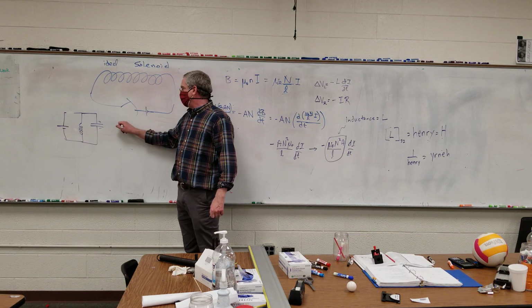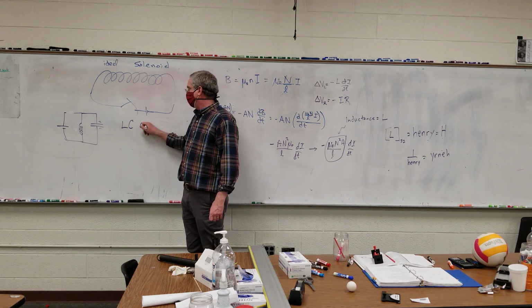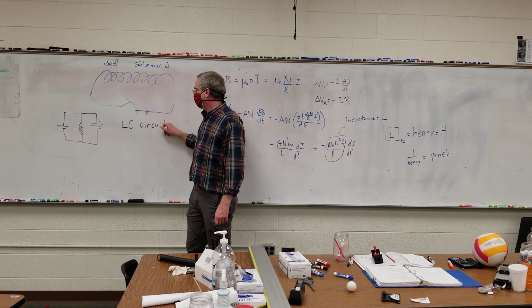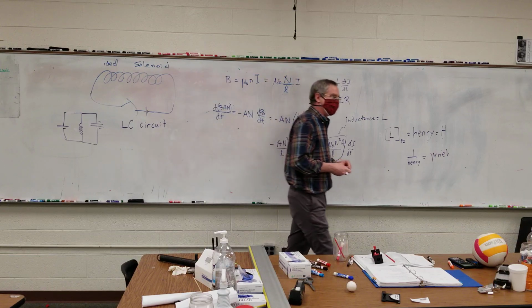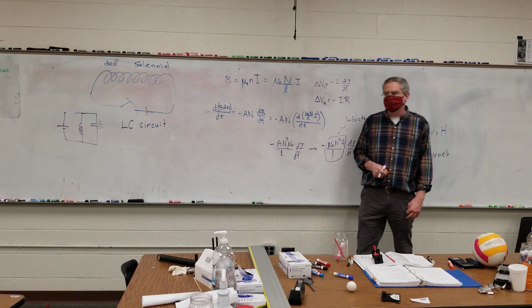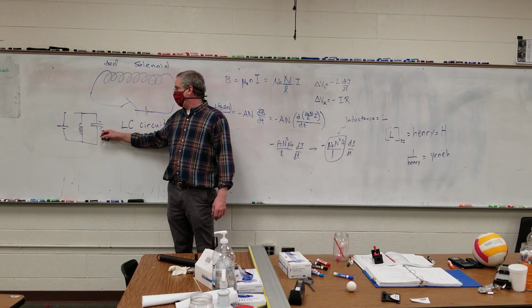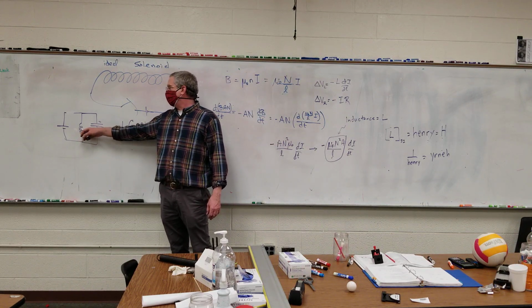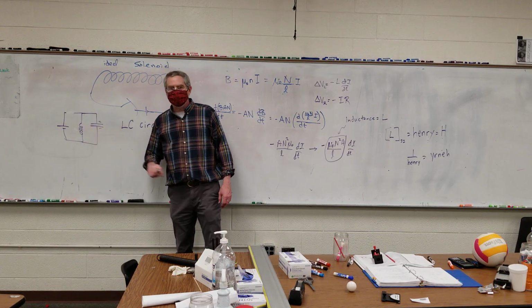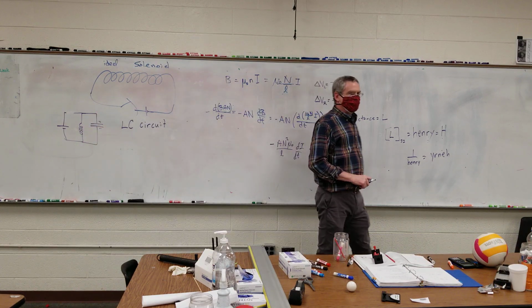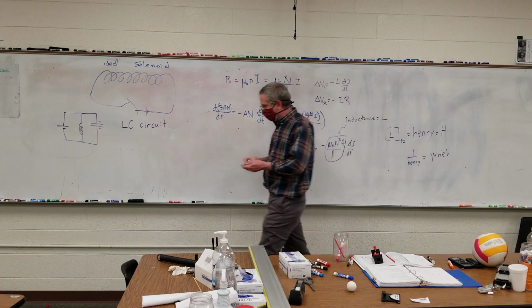So what I have here is the LC circuit. I have a fully charged capacitor, which will then start to discharge because I have this path. So I have my electrons on the negative side that will start to flow through the inductor to the positive side. So let's take a look at what the math looks like.